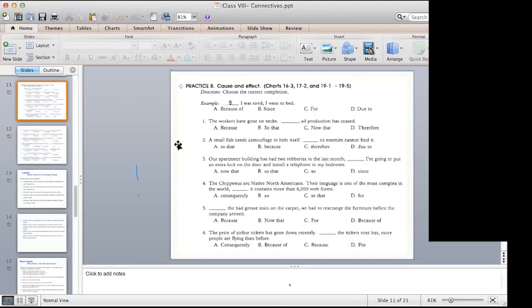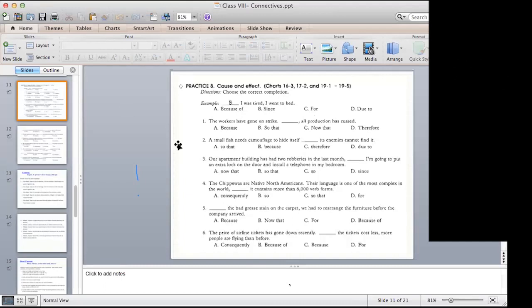The Chippewas are native North Americans. Their language is one of the most complex in the world. It contains more than 6,000 verb forms. What should we use here? Consequently, so that, or for?